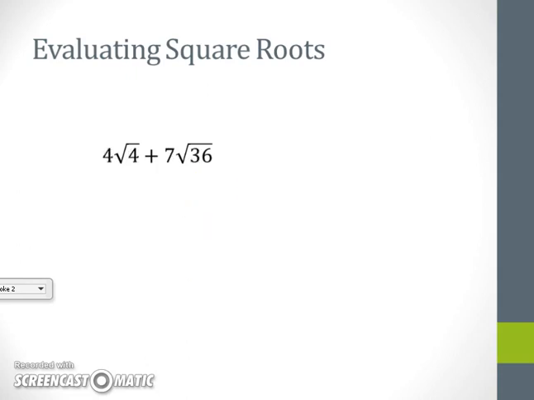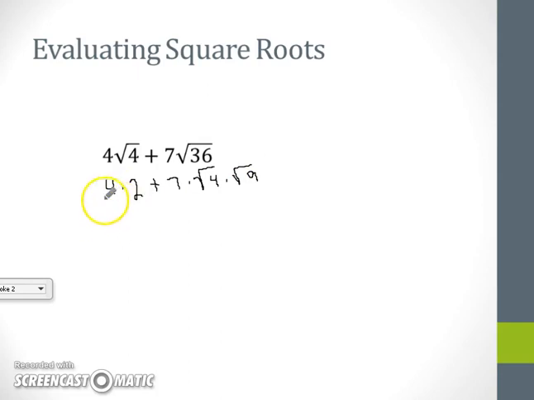And then one more example, 4 times the square root of 4 plus 7 times the square root of 36. Remember, when it's written like this, 4 times the square root of 4, which is 2. Now this one, the square root of 36, this isn't a perfect square, but remember when you multiply, you can break it apart into factors. If I think of what perfect square factors I have, you could think of the square root of 36 as the square root of 4 times the square root of 9, and those are both perfect squares.